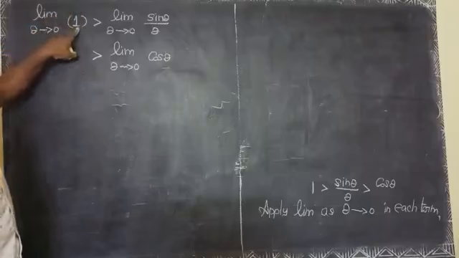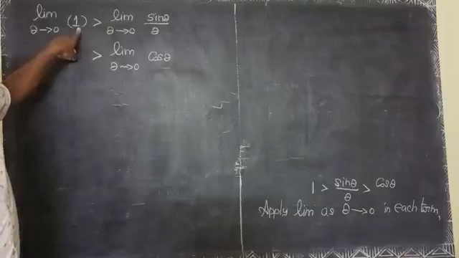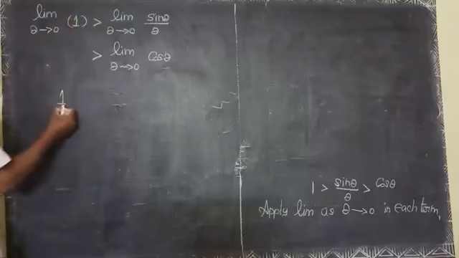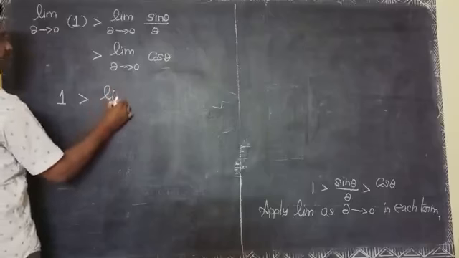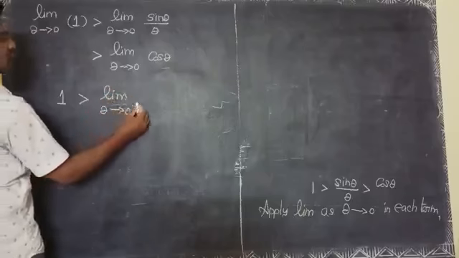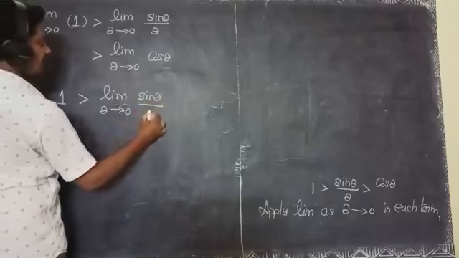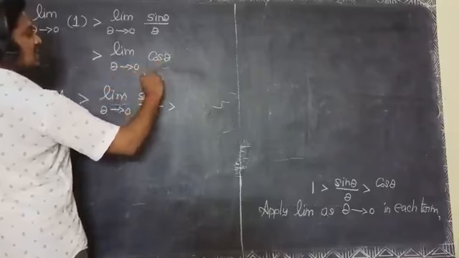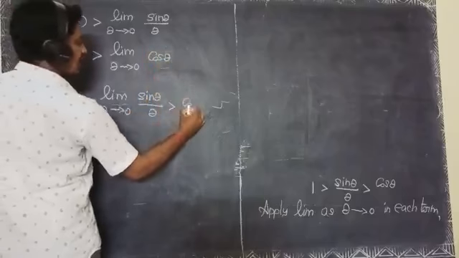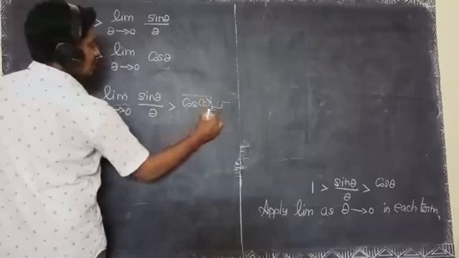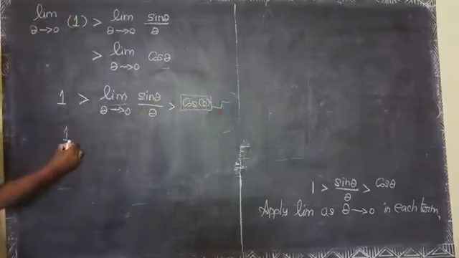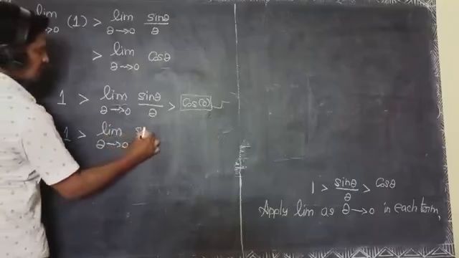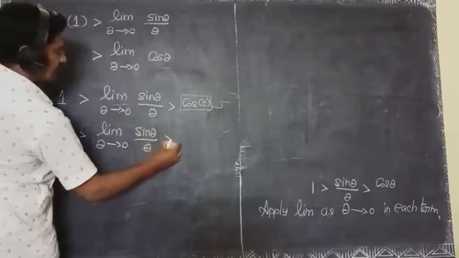Applying the limit to the constant term, we get the same result, the constant 1, greater than the limit as theta approaches 0 of sin theta divided by theta. For cos theta, replace theta with 0 in the function, that is cos 0. The value of cos 0 is 1. So 1 is greater than the limit of sin theta divided by theta, which is greater than 1.